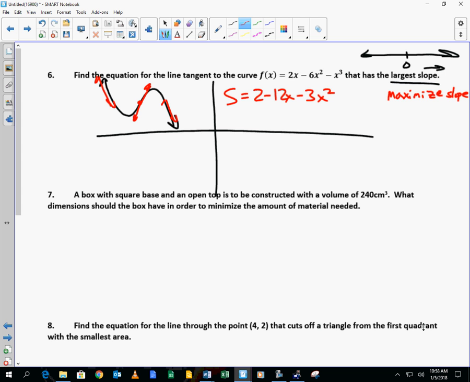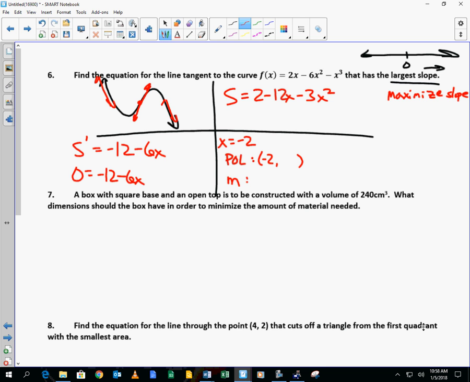How do you maximize something? You take the derivative and set it equal to 0. So we're going to take the derivative. So the derivative of the slope is negative 12 minus 6x. We'll set that equal to 0 and solve. 0 equals negative 12 minus 6x. What would x be? What does that mean? Good. So if I have my point on my line, Michael's just identified that that point is negative 2.